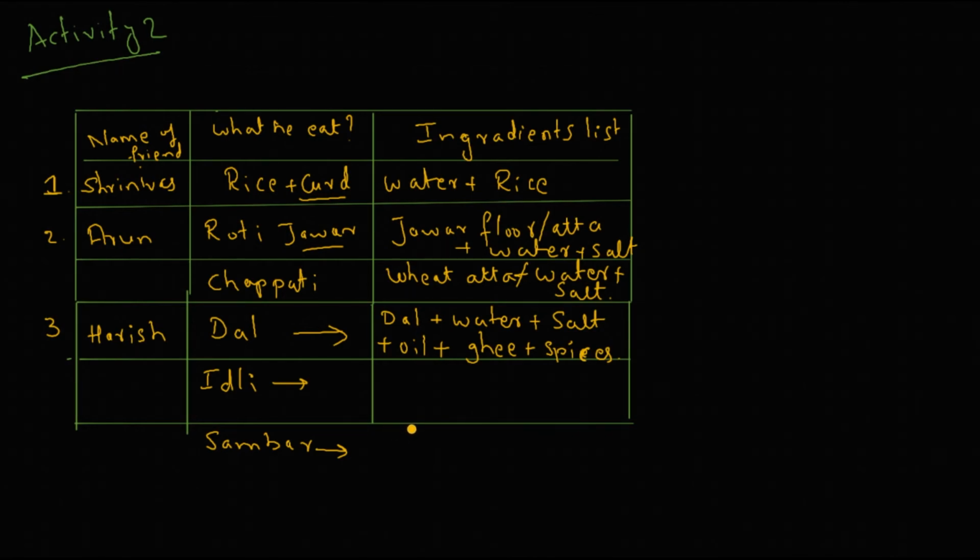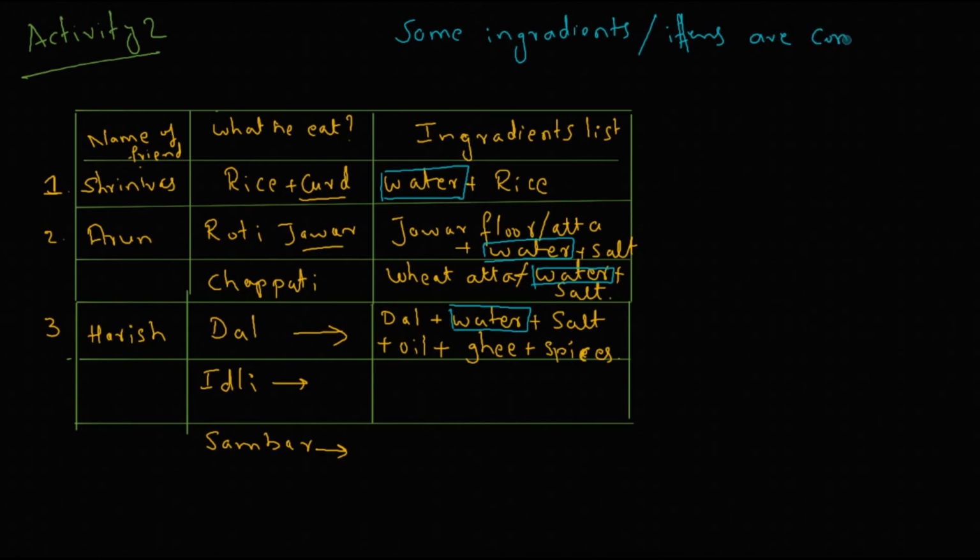So, the third question is here. We need to try to understand another question here. Water is used here, water is used here as well, and water is used here as well. So some of the ingredients, some of the items to prepare a food are common. Let's put a statement: some ingredients or items are common to prepare food items.